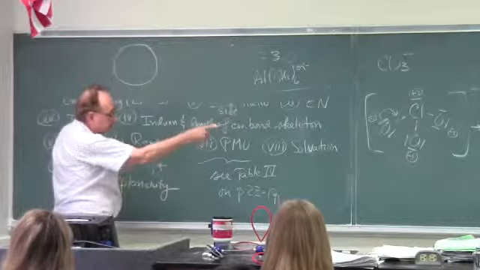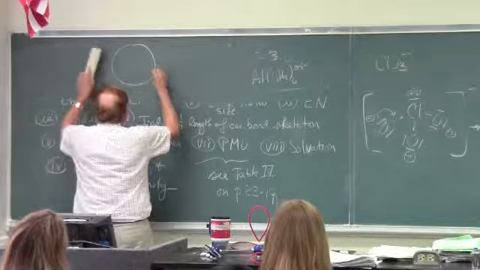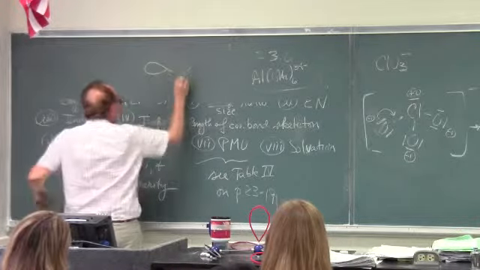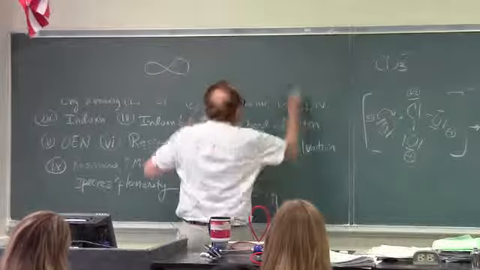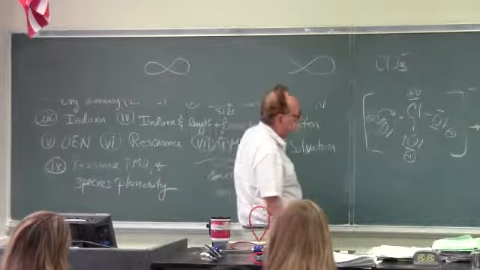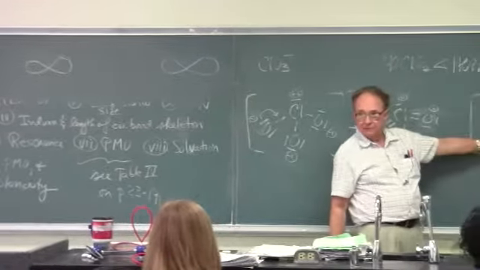Now, these are s orbitals. These won't be using s orbitals to make these bonds. P orbital for oxygen. P orbital for oxygen. What orbital does this thing use?